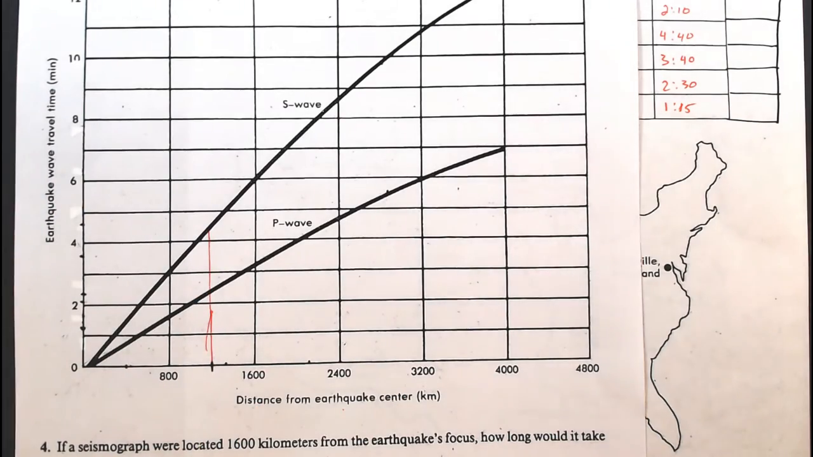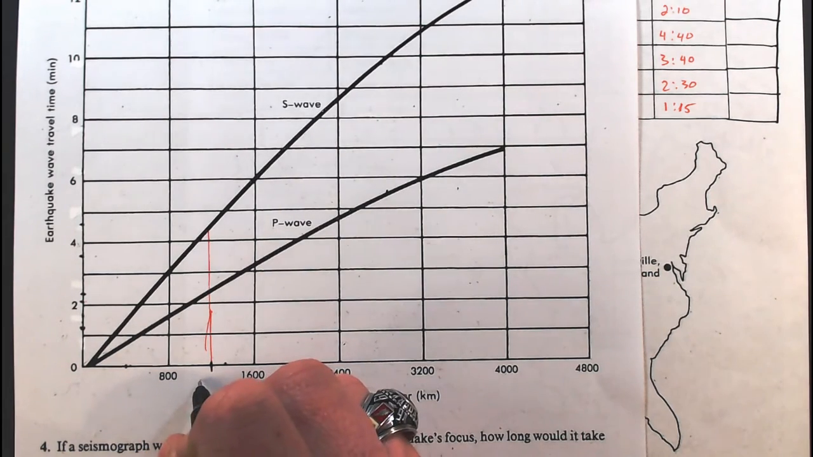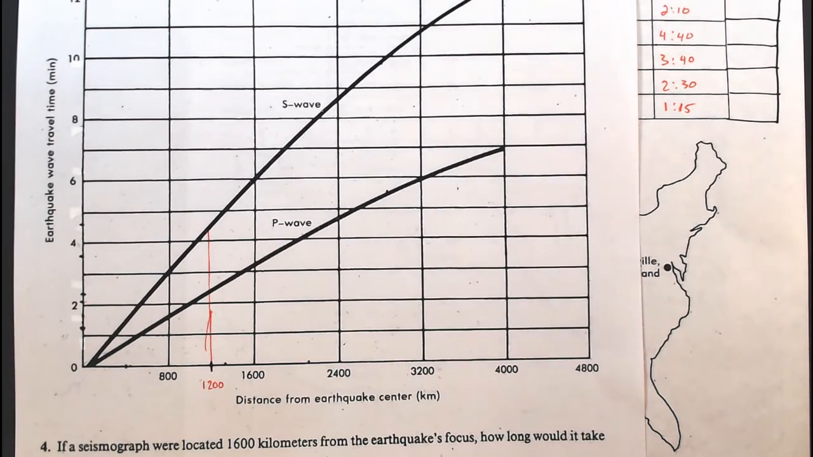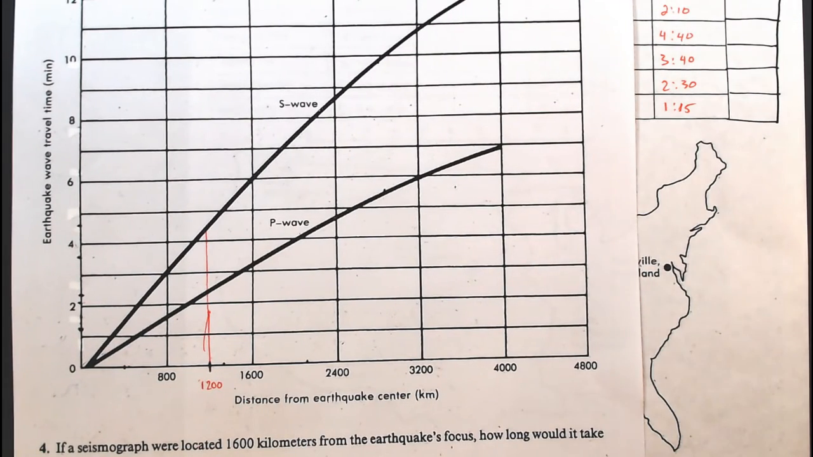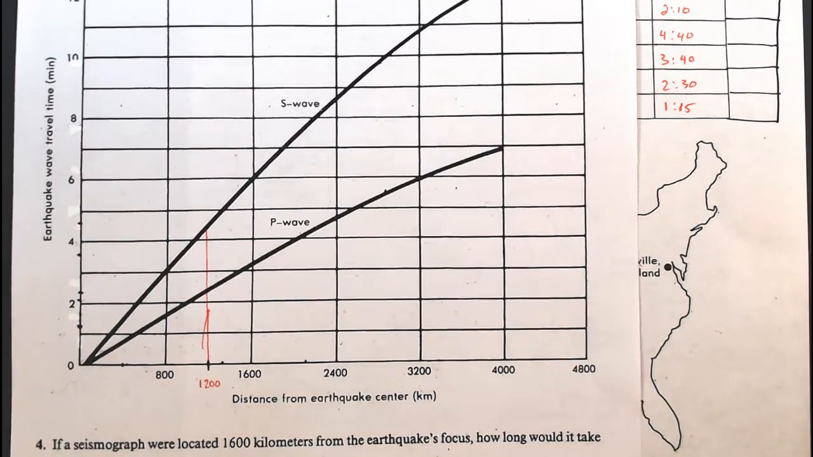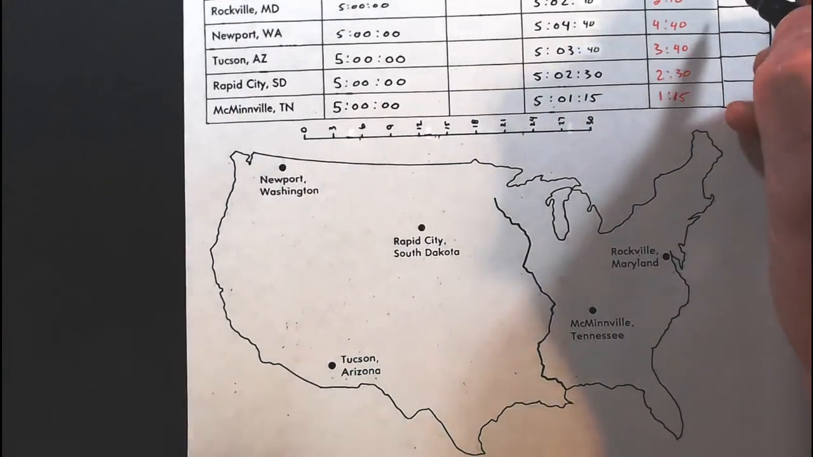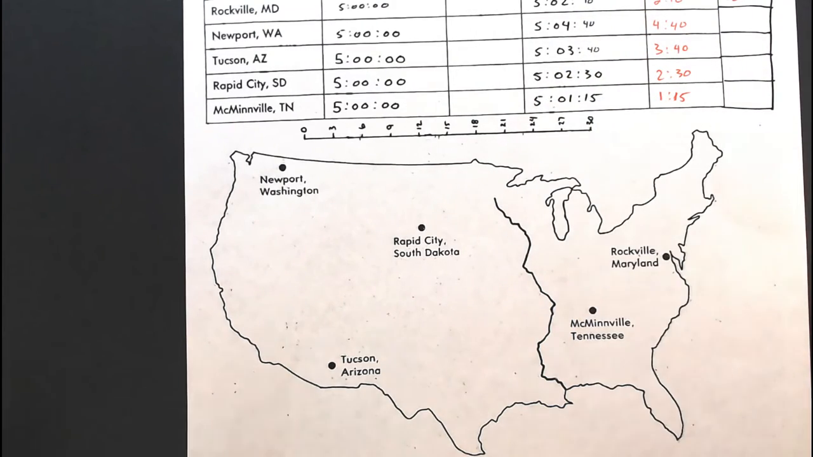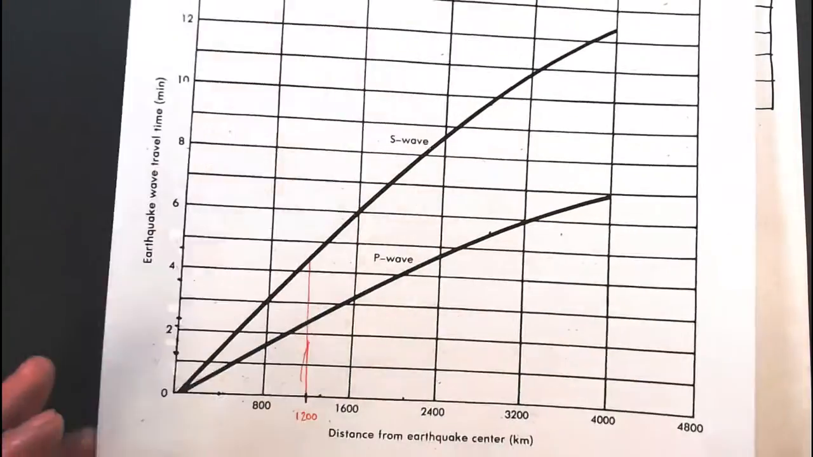Okay. And this right here, we're looking about halfway. That should be about 12, I think. 1,200 kilometers, is that right? I think that is correct. So, what is our distance here? We've got 1,200 kilometers. Okay, now we'll go to our next one here.